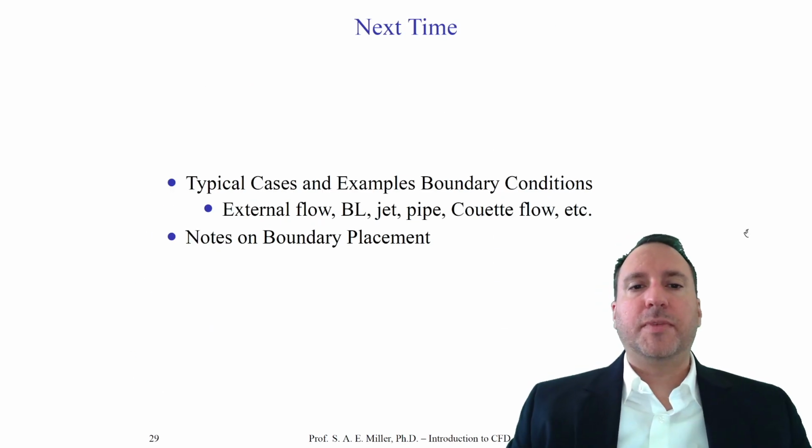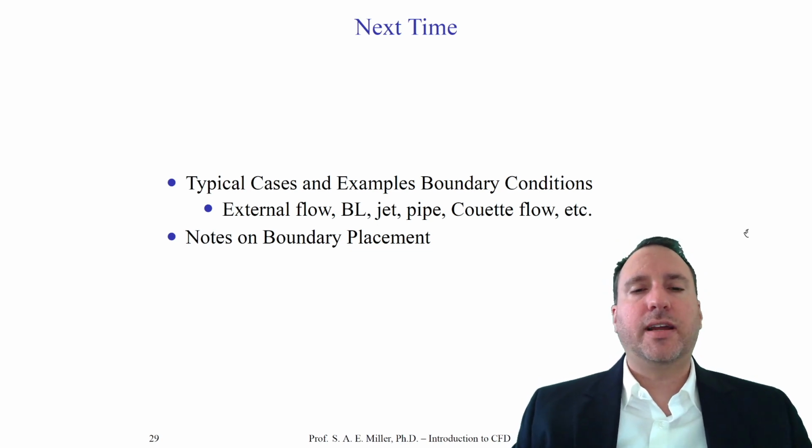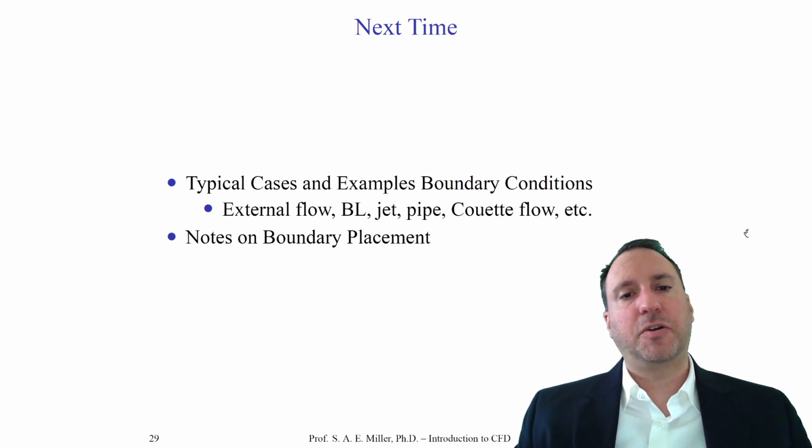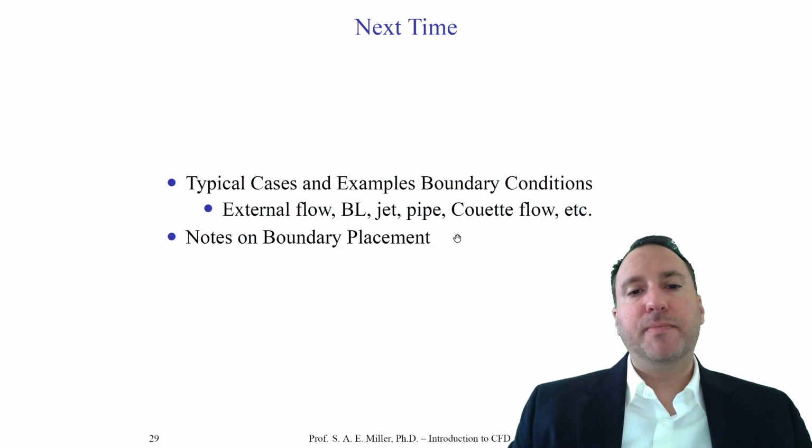Next time, we're going to be talking about these particular boundary conditions and many examples. We'll be talking about their best placement, their best use for all kinds of types of problems: external flows, boundary layers, jets, pipes, Couette flows, and more. And most importantly, we'll be talking about their placement. A misplaced boundary condition can lead to a solution which is unphysical or divergent.